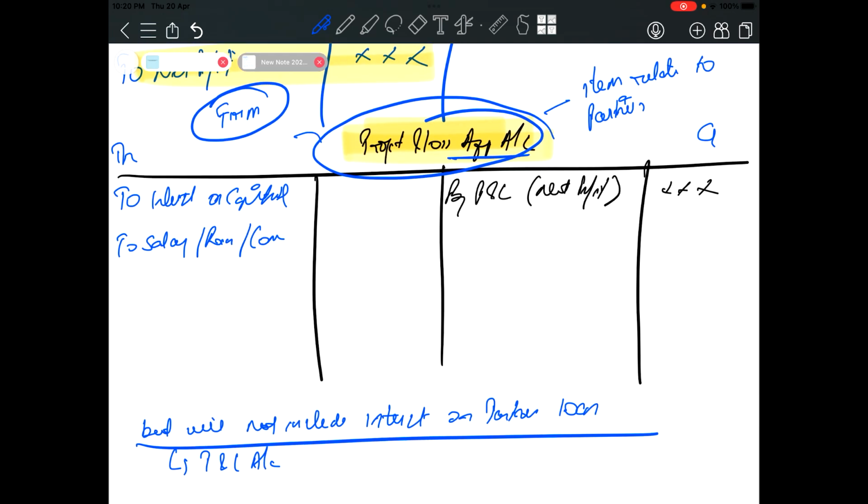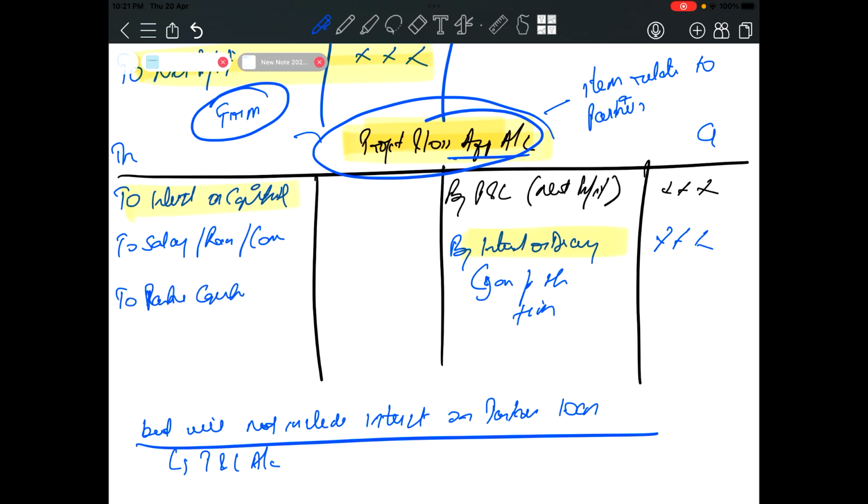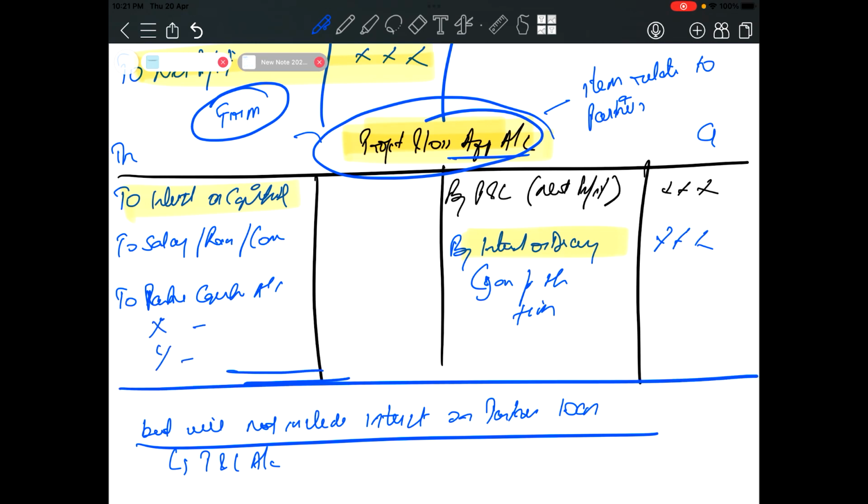And on the credit side, interest on drawings will come. Why interest on drawings? Interest on drawings is a gain for the firm. A partner is withdrawing some money from the capital account, so the firm will charge some interest. If they are giving interest on capital, they will obviously charge some interest from them. So it will come on the credit side. After all these transactions, whatever is left will be transferred to the partners' capital account, and this account will be closed.